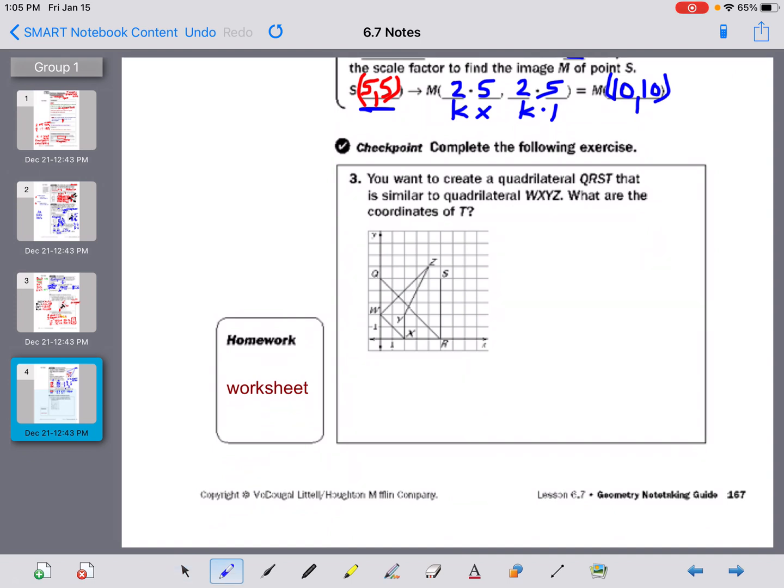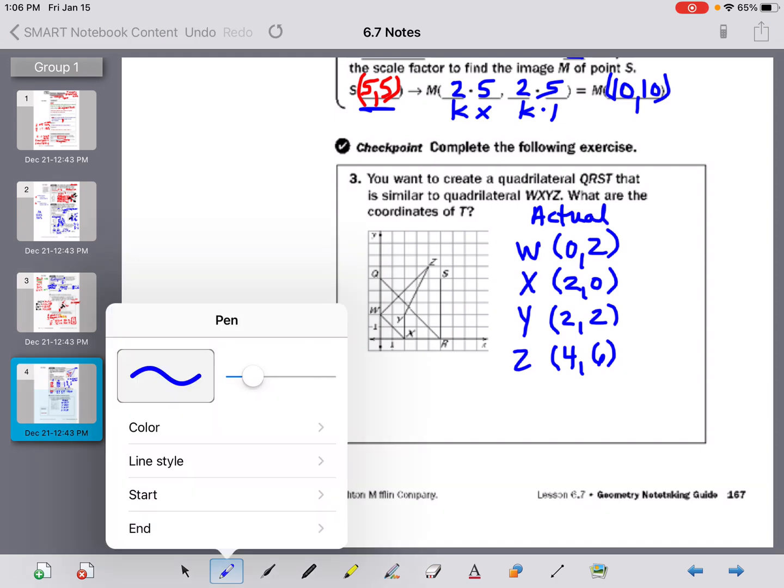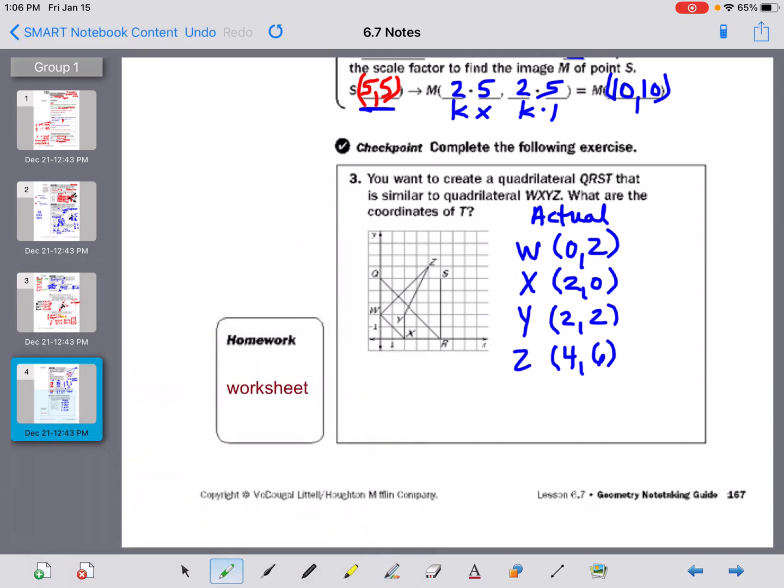All right, I see a 4-sided figure there, W, X, Y, Z. W is at 0, 2. X is at 2, 0. Y looks like it's at 2, 2. And Z is at 4, 6. All right. Don't forget, this is my actual, right? This is the one I started with. Okay. So now, let's look at our image.